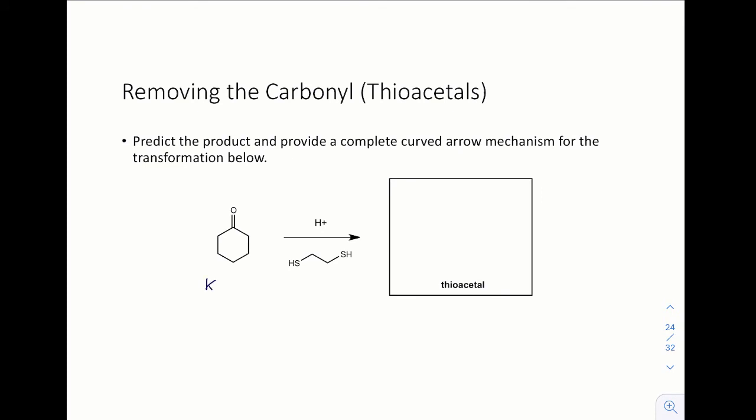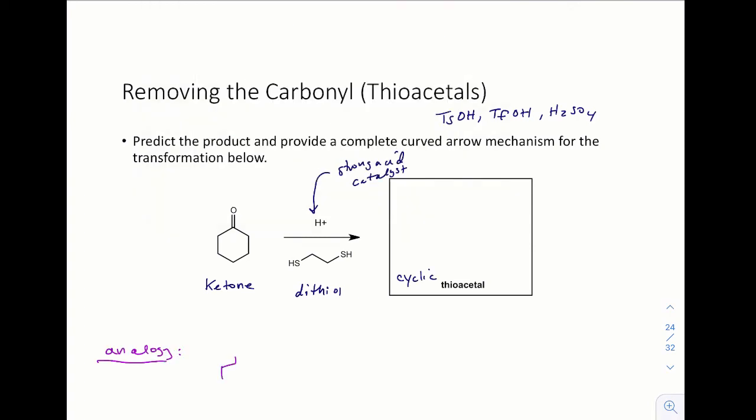So we'll talk about this a little bit, and then we'll cut to the chase because it's a long video. When a ketone is treated with a strong acid catalyst, such as tosic acid or sulfuric acid, in the presence of a dithiol, such as this one, these are thiols, and there's two of them, so a dithiol, a cyclic thioacetal will be obtained. I would encourage you to try to draw the structure of that thioacetal.